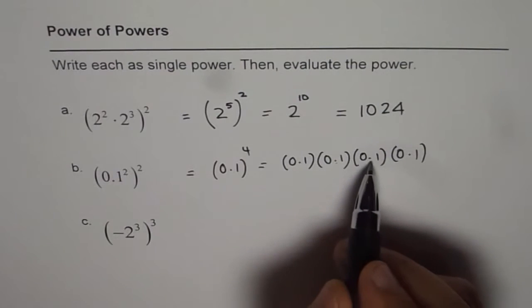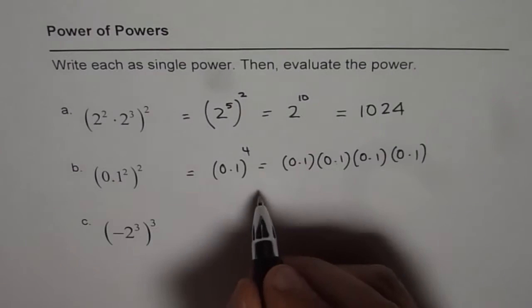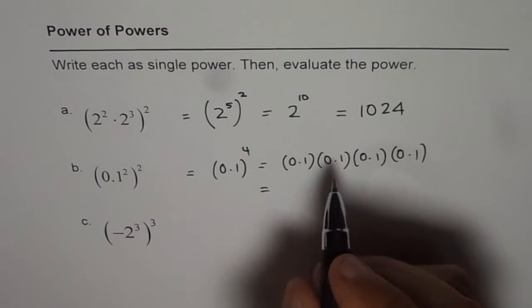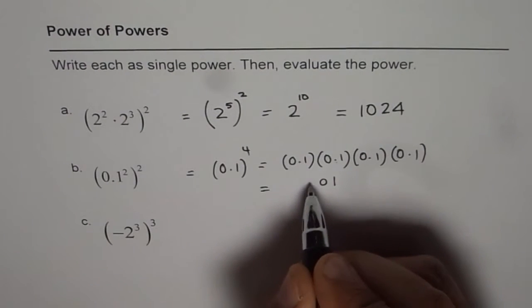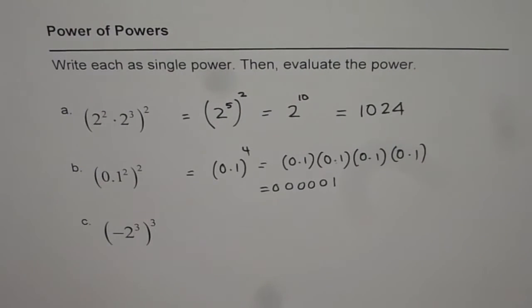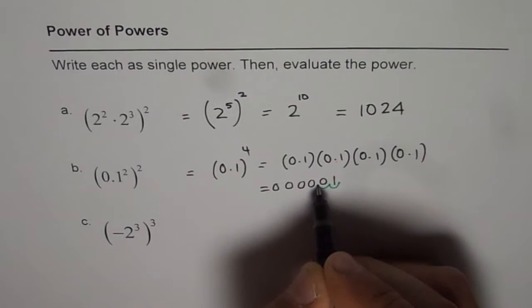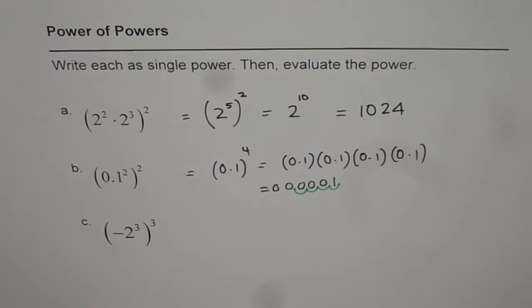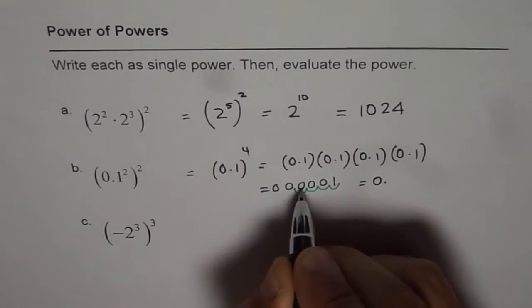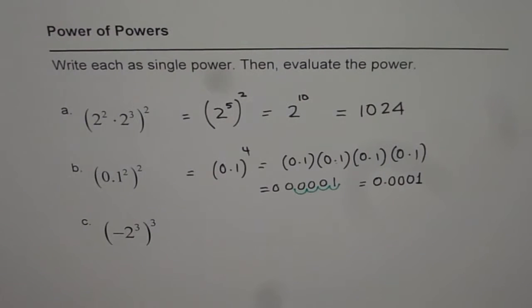So there are 4 decimal places, and 1 times 1 times 1 times 1 is 1, correct? So we get 1, but the decimal should be after 4 places. So where should the decimal be? It should be from here: 1, 2, 3, 4. So that is the answer. Do you see that? So we get 0.0001, that is, 3 zeros and 1. That is what we get.